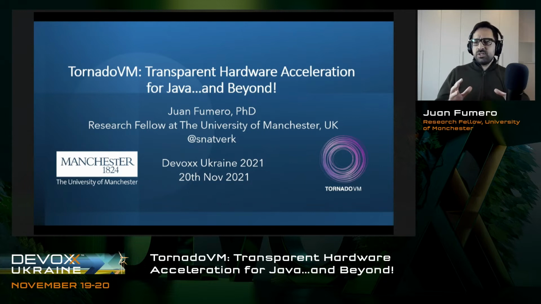So don't worry if you haven't heard about this. I will explain the basics and how you can get into it. But in a nutshell, TornadoVM is a high-performance computing platform for running Java and JVM applications on heterogeneous hardware, GPUs, FPGAs, and multi-core, ideally with minimal programming effort. I hope I convince you by the end of the talk.